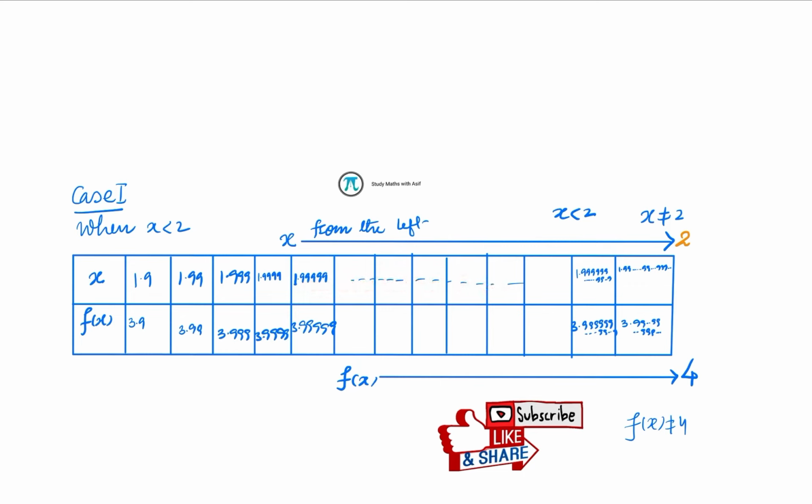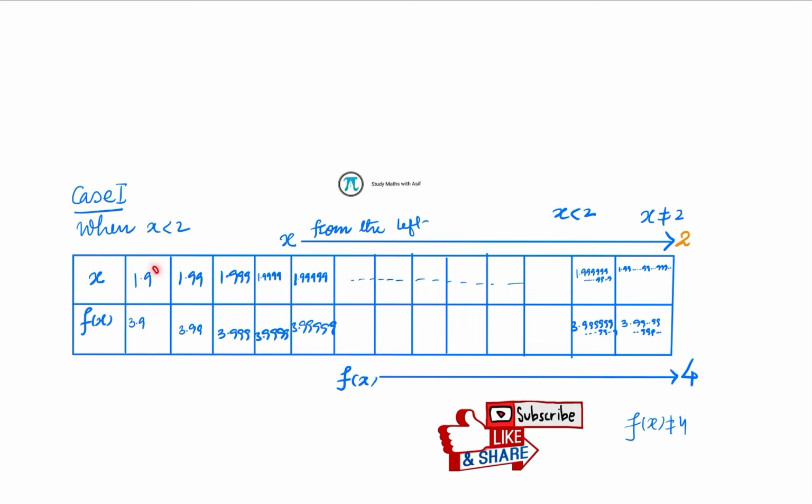Here are many 9s, or you can keep writing, it will not stop. But these numbers will not equal 2. That is what I need to tell you. So specifically I mentioned here x not equal to 2, right? So corresponding to values of x, we can write the values of the function.